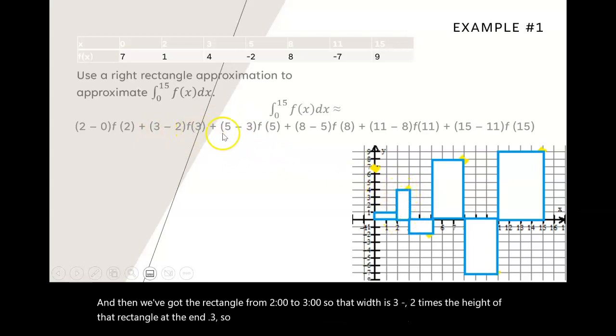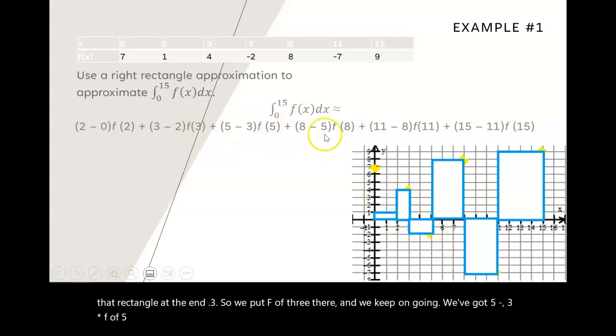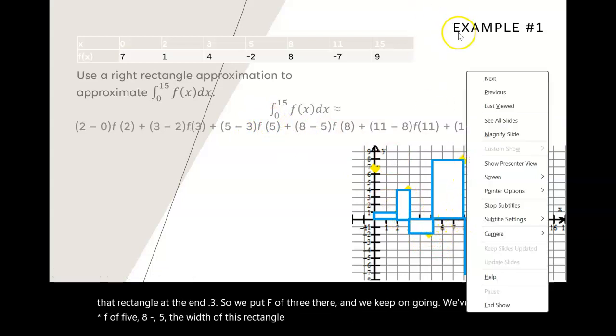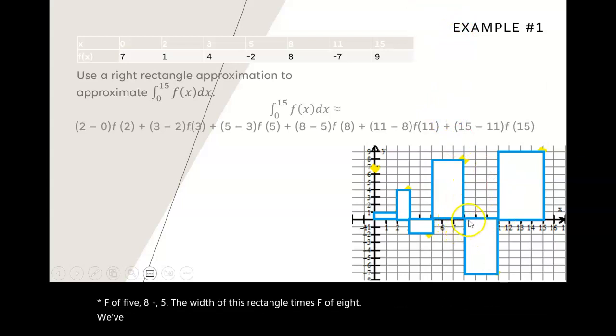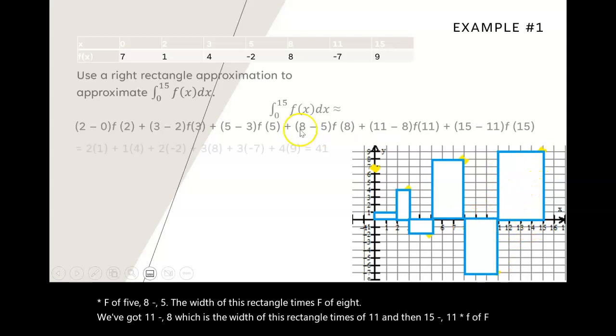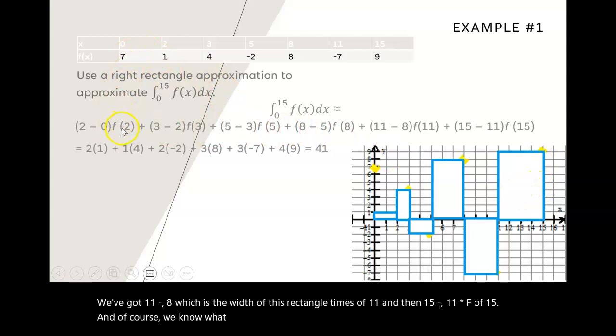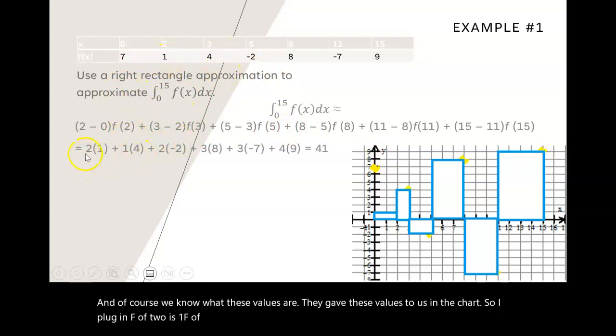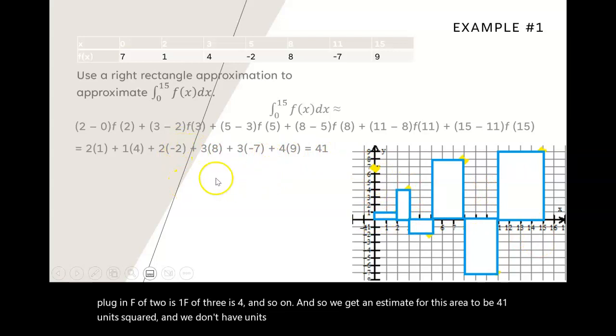So we put f of 3 there. And we keep on going. We've got 5 minus 3 times f of 5. 8 minus 5, the width of this rectangle, times f of 8. We've got 11 minus 8, which is the width of this rectangle, times f of 11. And then 15 minus 11 times f of 15. And of course, we know what these values are. They gave these values to us in the chart. So I plug in f of 2 is 1, f of 3 is 4, and so on. And so we get an estimate for this area to be 41 units squared. And we don't have units in this case, so there's no need to worry about it here.